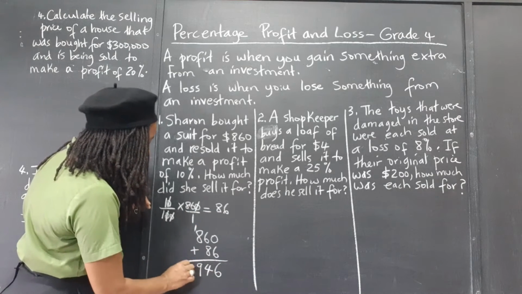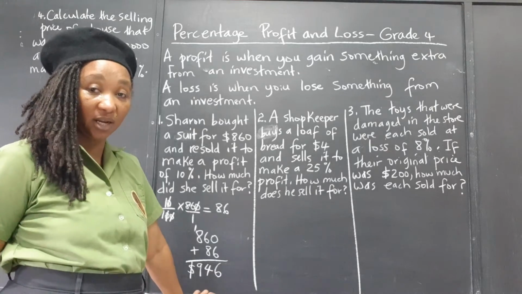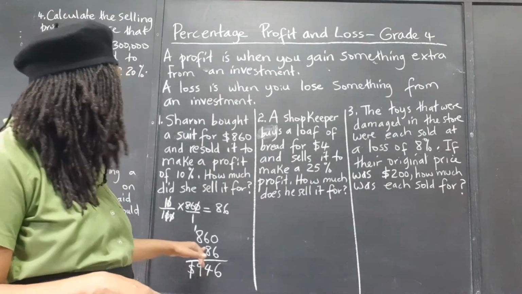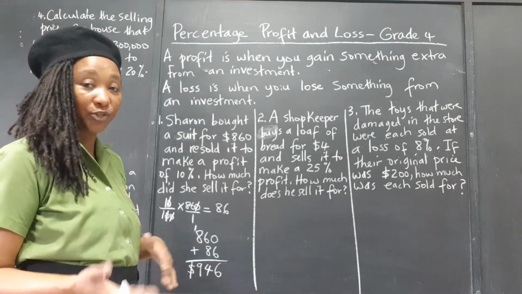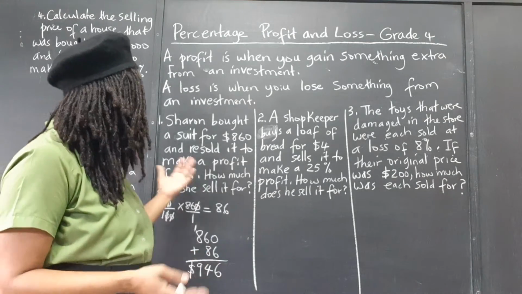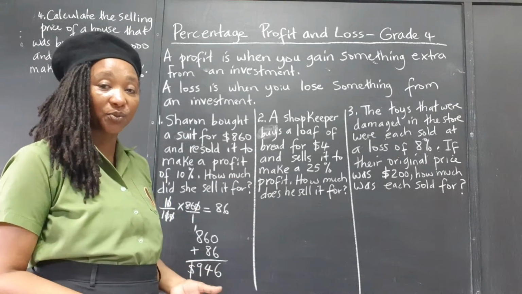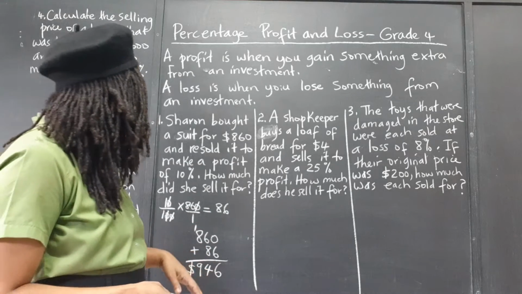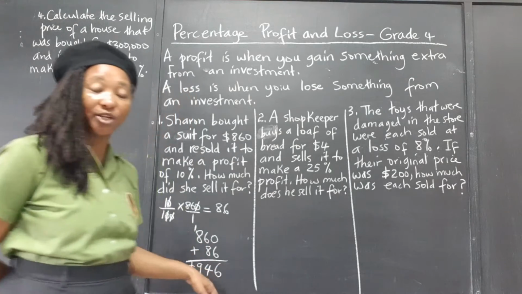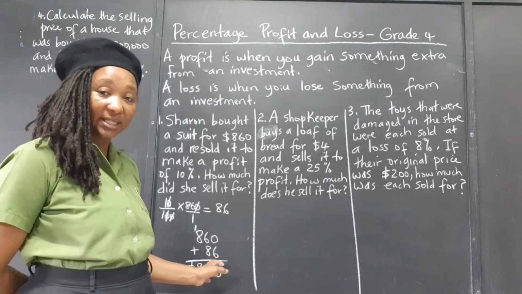So she has to sell the suit for $946. So she can make an extra $86 for herself, right? To compensate herself for whatever costs or effort she put in to obtain the suit. She wants to make a little profit when she sells it back. So she has to sell it for $946 if she wants to make an extra $86.